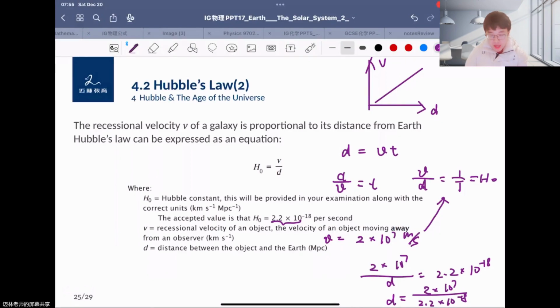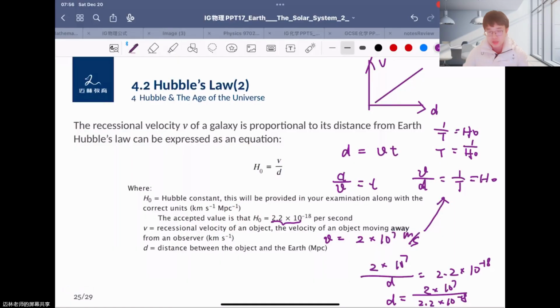And maybe you have a question. You will ask me, teacher Mai Lin, H0 is a constant number and equals 1 over time taken, right? So if 1 over time taken equals H0, then time taken equals 1 over H0, right? So what does 1 over H0 mean here? I guess you have the answer in your mind, right? 1 over H0 means the age of the universe. It means the time taken from the Big Bang until now.